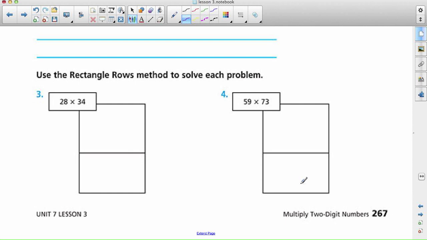Okay, we're going to do number 3 together, and then I'll have you pause the video and try the next one on your own. Let's go ahead and leave 28 as its whole number, and we're going to break apart 34. So we're going to put 30 over here and 4 down here. Okay? So now what you're going to do is 28, and you're going to multiply that by 30.